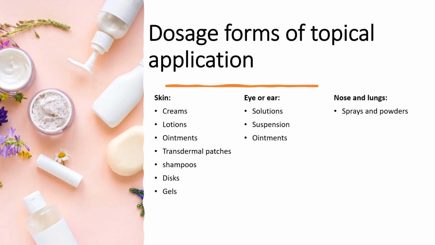So these are the dosage forms of topical application. On skin, we can use creams, lotions, ointments, transdermal patches, shampoos, discs, and gels. On eyes and ears, we can use solutions, suspensions, and ointments. And in nose and lungs, we use sprays and powders.